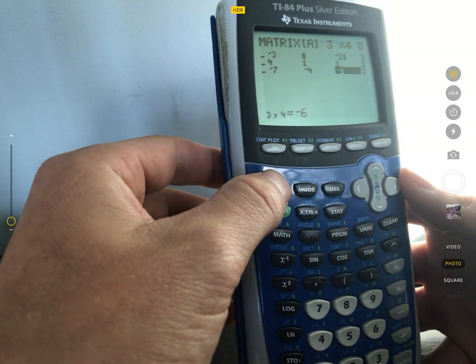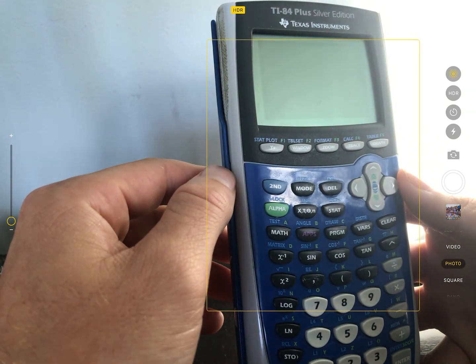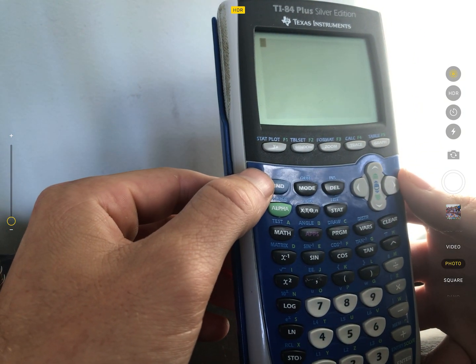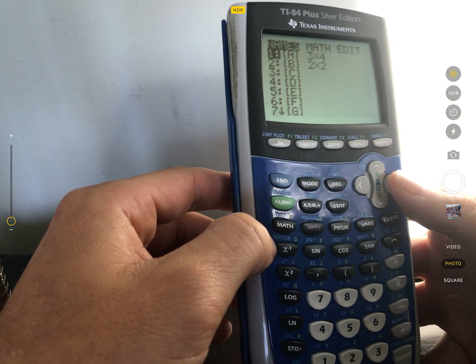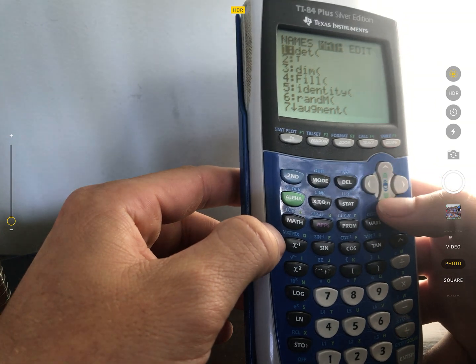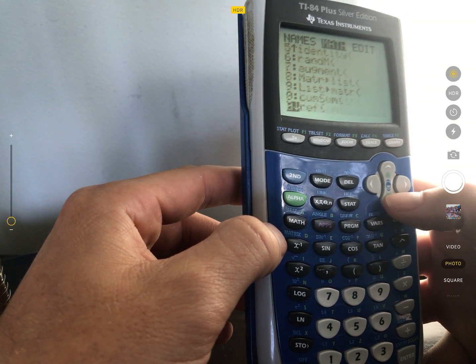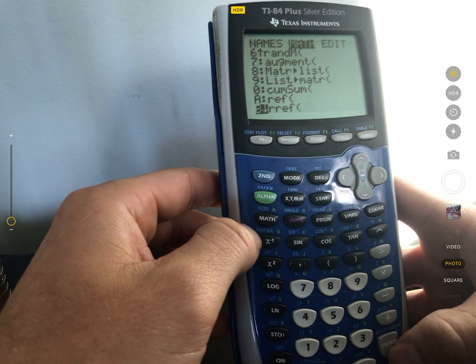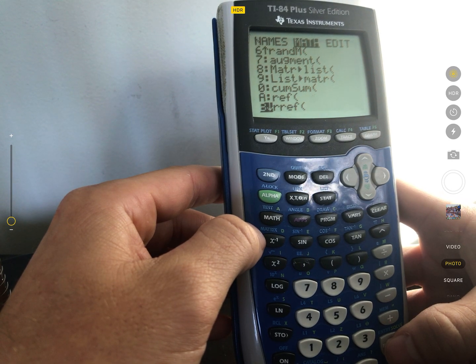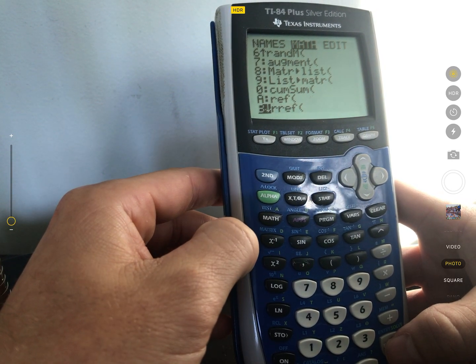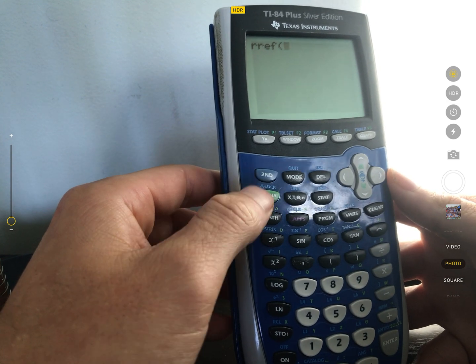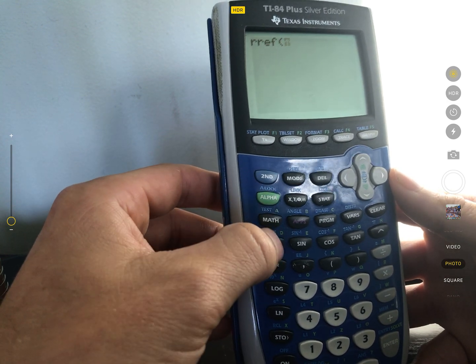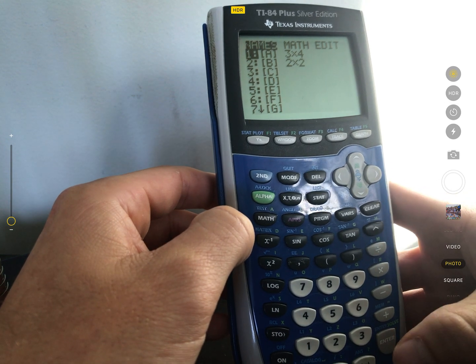Right, so what do we do now? Second, quit. I go back into the matrix area. Second, matrix. I go over to math. I scroll all the way down to RREF, reduced row echelon form. I will never say that again, but yes, that's what it means. I hit enter. I go into the matrix area for a third time.